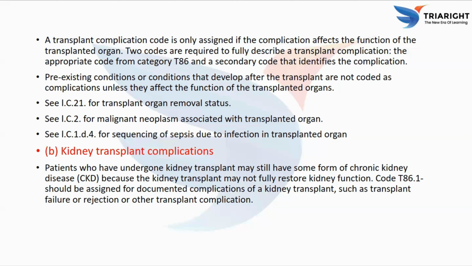This is an example. So in this case, you have to assign first the sepsis code A41.9. Then you have to assign T86.13 for kidney transplant infection. And at last N39.0 for urinary tract infection. So this is how you code for the sepsis due to infection by transplanted organ.